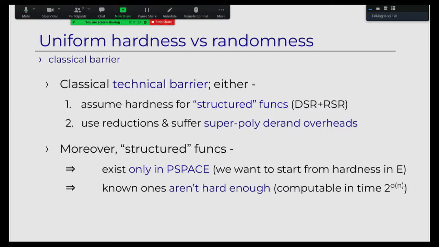And furthermore, all of the structured functions that we know exist only in PSPACE, inherently. They cannot exist outside PSPACE, downward self-reducibility. And they're easy. You don't have hardness 2 to the epsilon n for them. You can unconditionally compute them in time 2 to the O(n). So using this approach, you're stuck in PSPACE and you cannot get polytime. Why is that? This is 2 to the little o of n. Think of TQBF. The representation size is more than n bits.